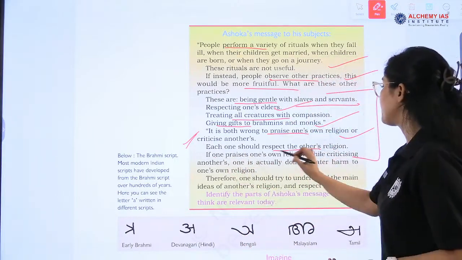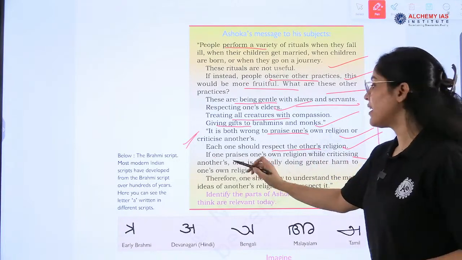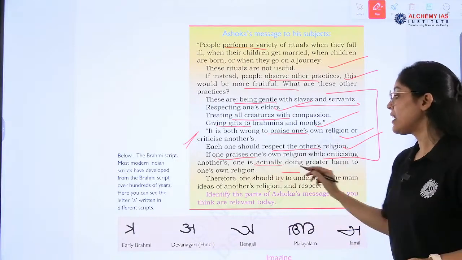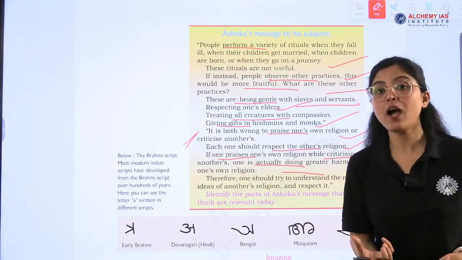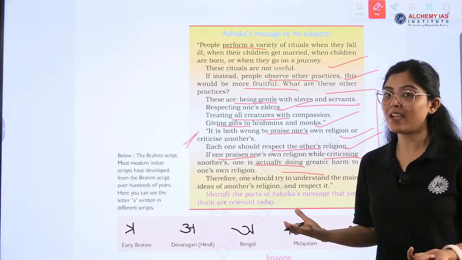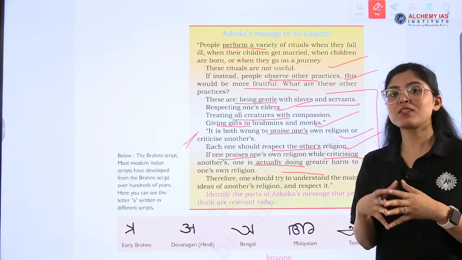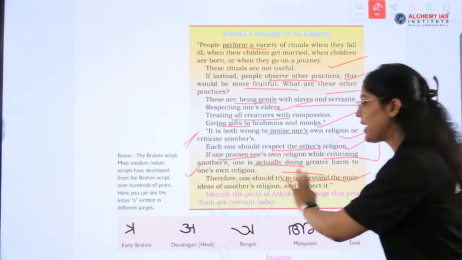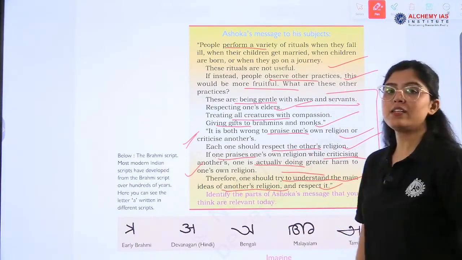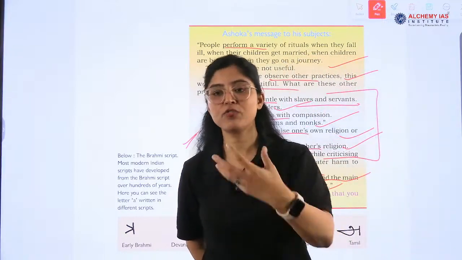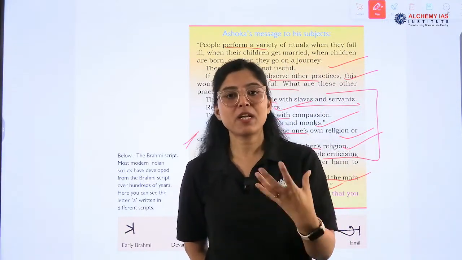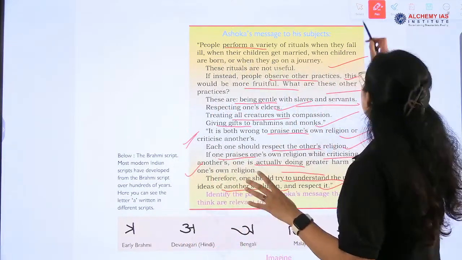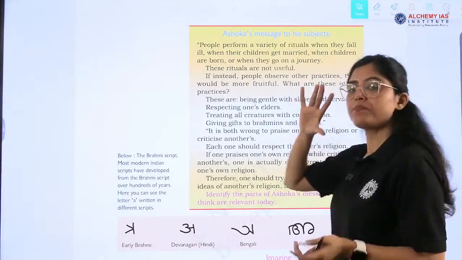Each one should respect the other religion. If one praises one's own religion while criticizing another's, he is actually doing great harm. If only people understand this, they will know the exact meaning of life. Therefore, one should try to understand the main ideas of another religion and respect it. If I respect you, you will respect me, and then this brotherhood, this trust, this love will be maintained. So this is chapter number 7, From Kingdom to an Empire.